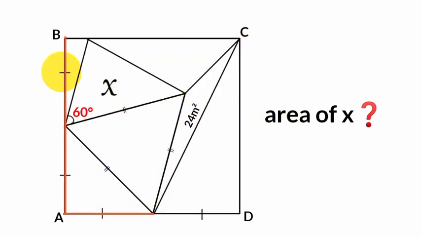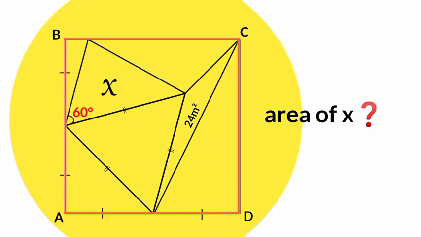This side and this side are equal in length. Similarly, this and this side are also congruent. This angle is 60 degrees in size. And to mention, this shape is a square shaped quadrilateral. So how can we solve this?